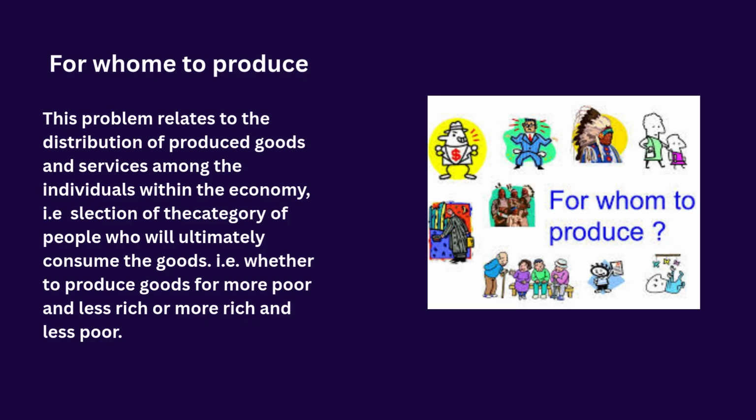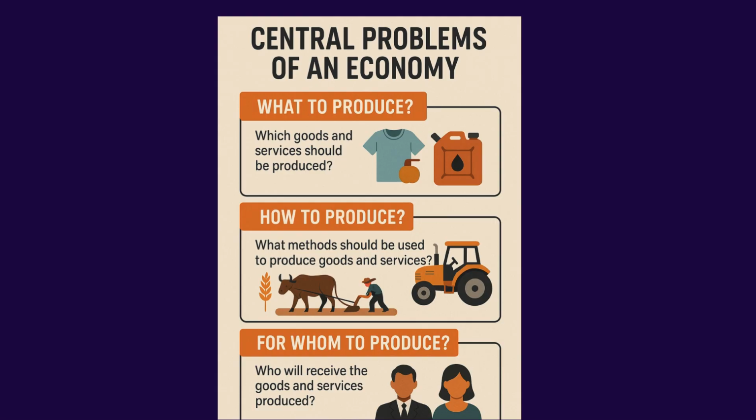You are either producing more for poor people and less for rich people, or more for rich people and less for poor people. It depends on the need of the people. Okay, see, if more scarcity is there in wheat, you can go for producing wheat. If there is not much scarcity, and every basic need is fulfilled in our country, you can go for luxury product production, right? So these are the three main things, the central problems of an economy. What are they? What to produce, how to produce, for whom to produce.